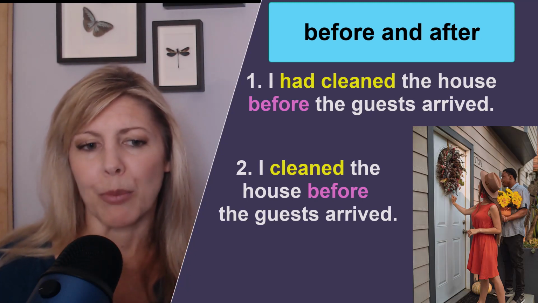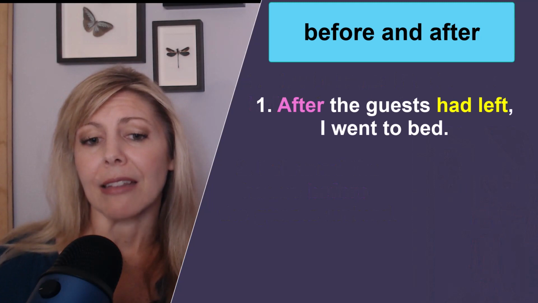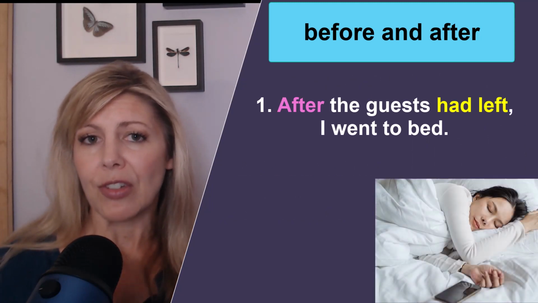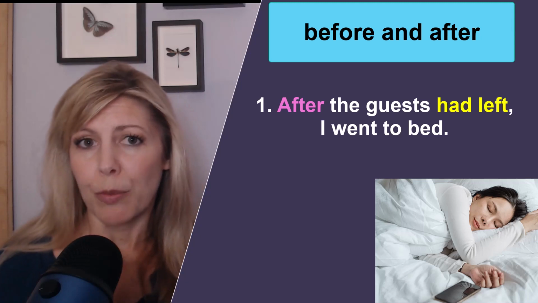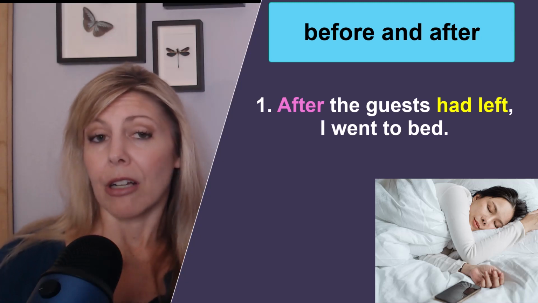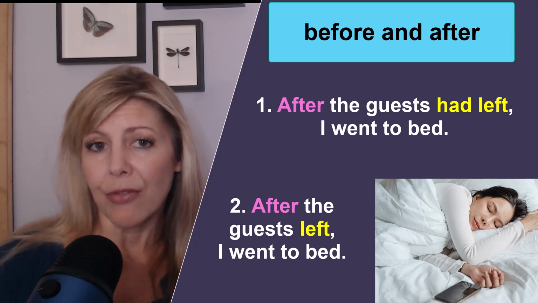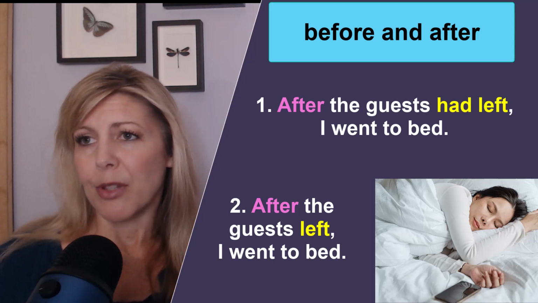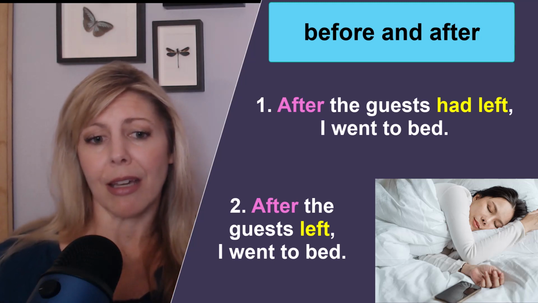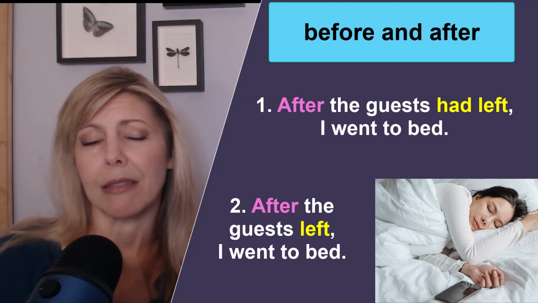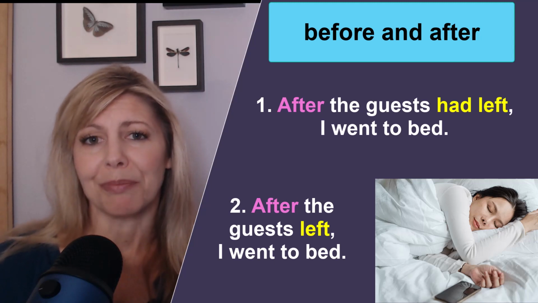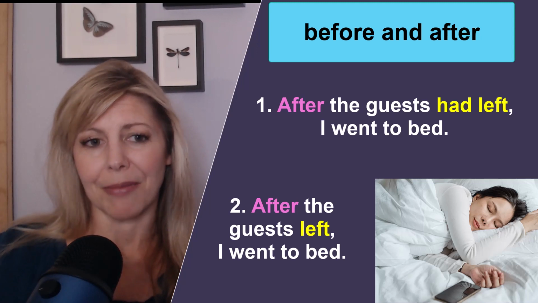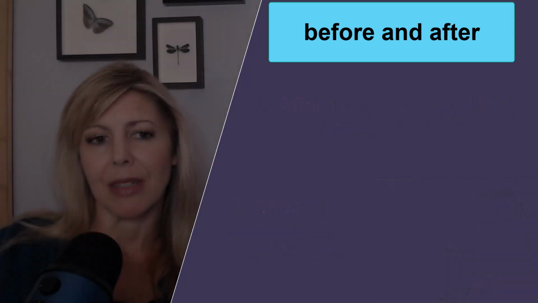Let's look at the last example. After the guests had left, I went to bed. So 2 events. The guests left, then I went to bed. I could also say after the guests left, I went to bed. Because I've used after, it's very clear. I can just say, after the guests left, I went to bed. It's acceptable. It's okay. So that's one difference, okay, with before and after.